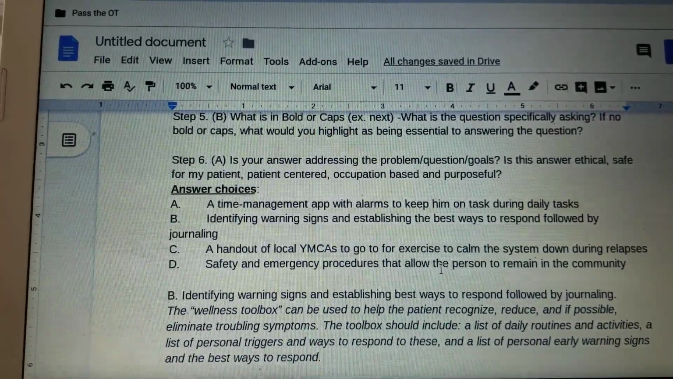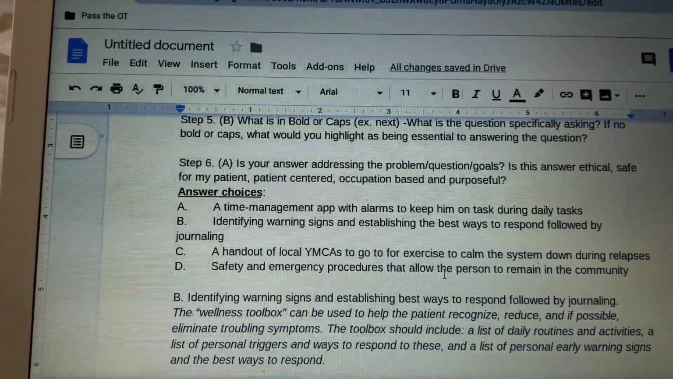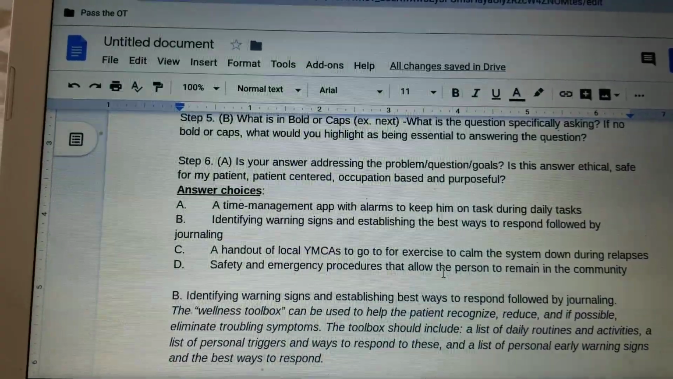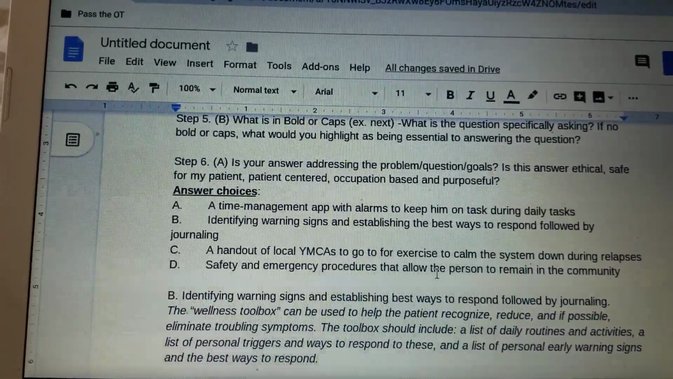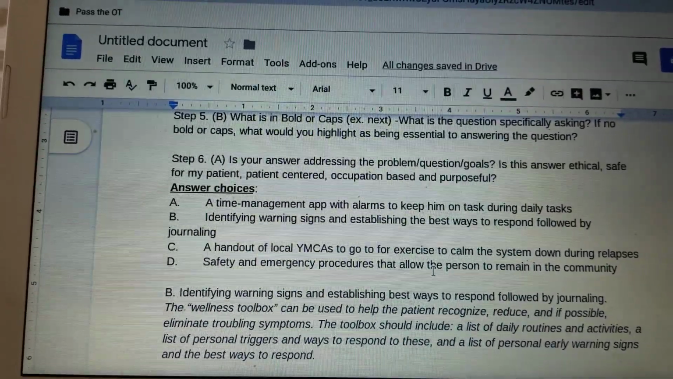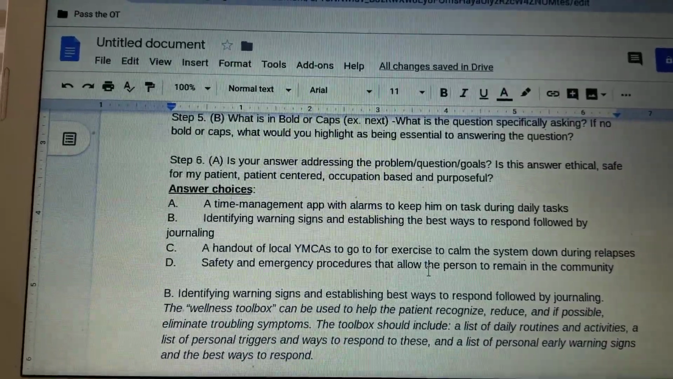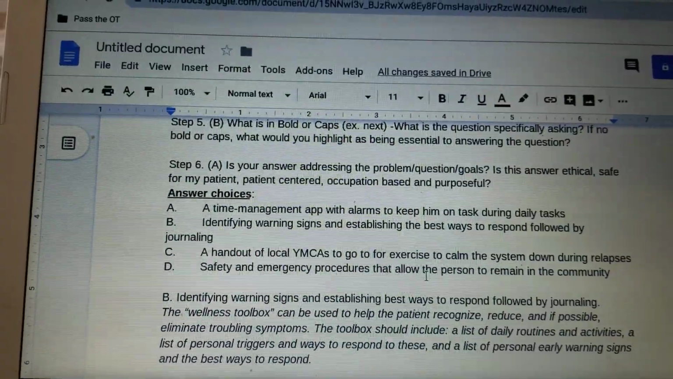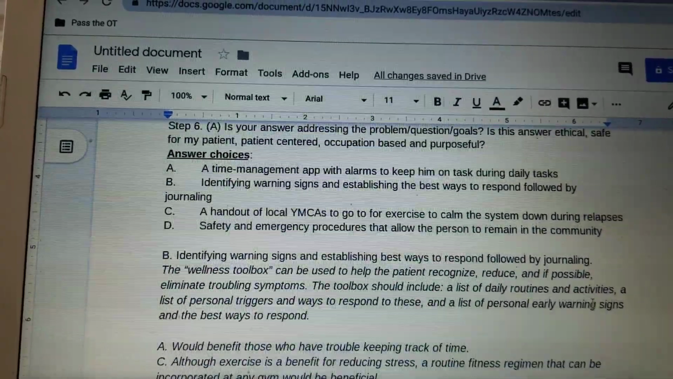So now it's time to get to the answer choices. A, a time management app with alarms to keep him on task during daily tasks. B, identifying warning signs and establishing the best ways to respond, followed by journaling. C, a handout of local YMCAs to go to for exercise to calm the system down during relapses. D, safety and emergency procedures that allow the person to remain in the community.